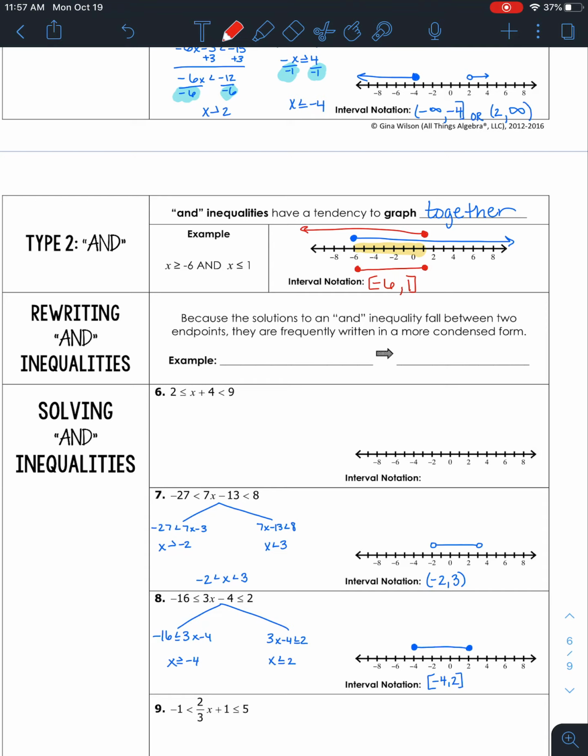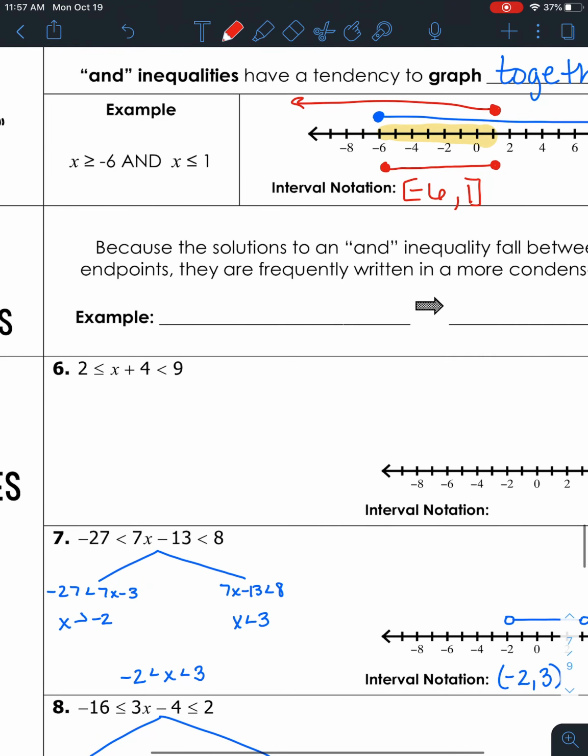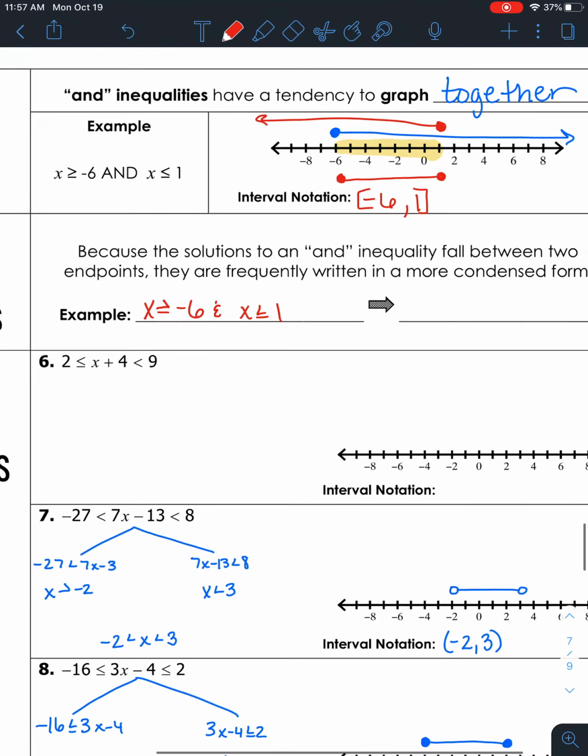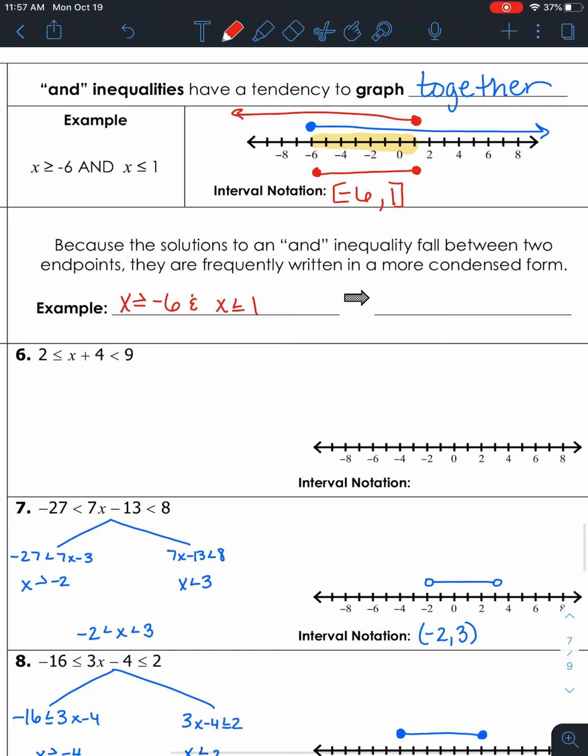Because the solutions to an and inequality fall between two endpoints, they are frequently written in a more condensed form. So let's write this one up here. So I've got x is greater than or equal to negative 6 and x is less than or equal to 1. So one way we can write this, we're going to put our smaller number and our bigger number with an x in between.